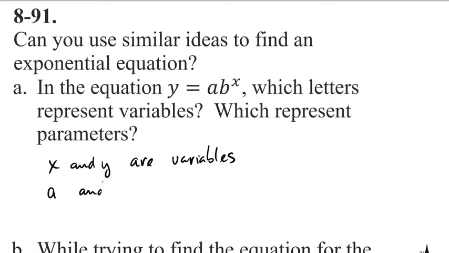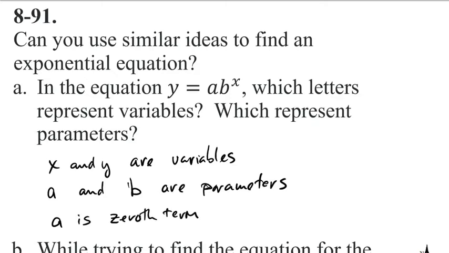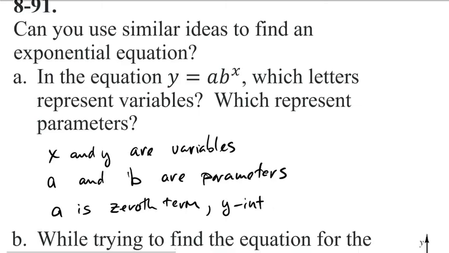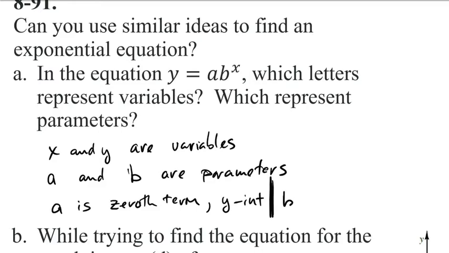A and b are parameters. More specifically, a is the 0th term. If I'm speaking of a geometric sequence, I could also say it's the y-intercept. It's the value I get when I put in x as 0. And b is the common ratio or the multiplier.